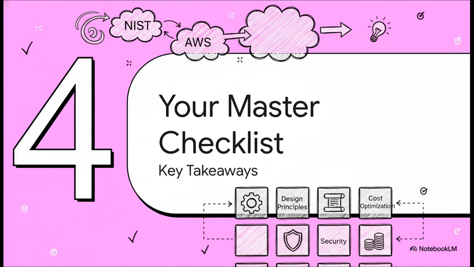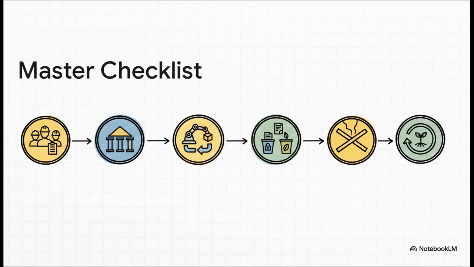So we're at our final section, your master checklist. The big takeaway here is that these frameworks aren't separate, they're complementary. Let's distill this all down into a checklist you can use for your next project. Okay, here's your playbook. First, always start with NIST. Figure out the actors and responsibilities before you do anything else. Then, as you're actually building, use those 6 AWS pillars to gut check every single decision you make.